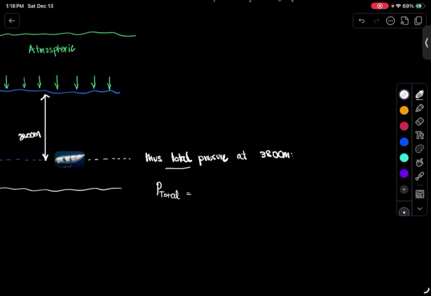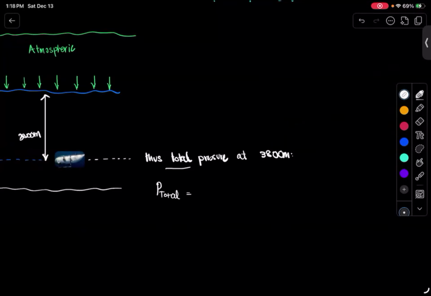as well as the pressure due to the fluid itself, which was 37 million, right? But 37 million plus 100,000 is like barely nothing. 37 million pascals, right? So this is the total pressure onto the fluid. You have to account for atmospheric pressure as well.